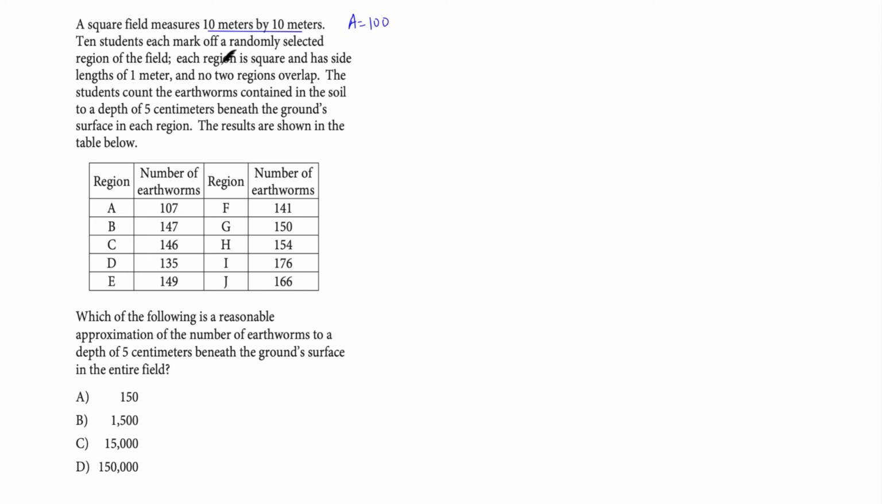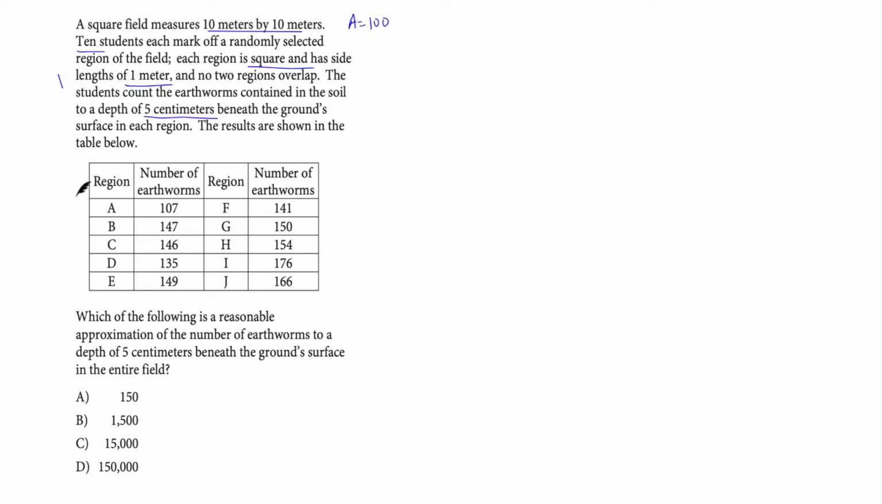10 students each mark off a randomly selected region of the field. Each region is a square and has side lengths of 1 meter. So the area of each region will be 1. Okay. And no two regions overlap. The students count the earthworms contained in the soil to a depth of 5 centimeters beneath the ground surface in each region. The results are shown in the table below.